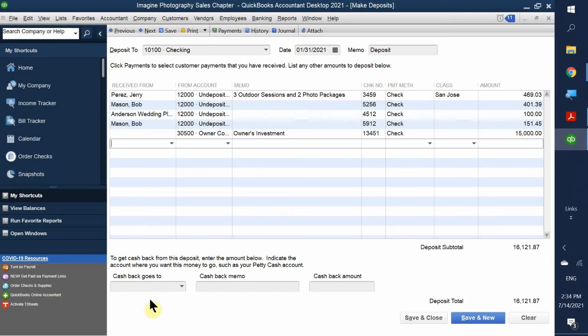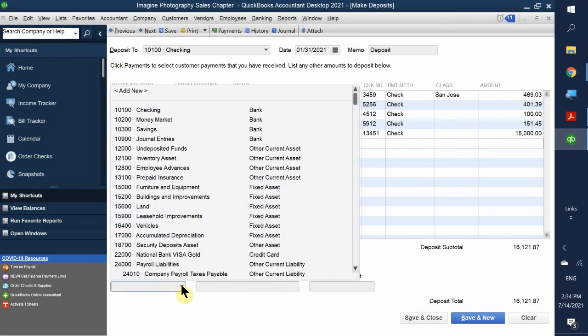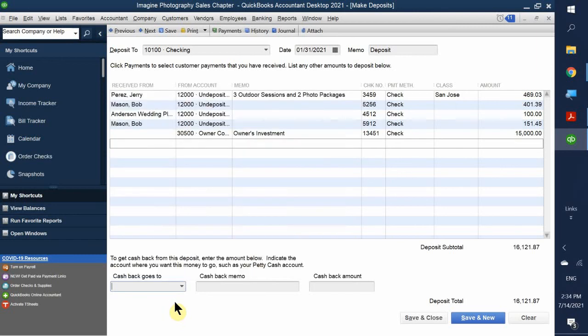Okay, so every account that you're going to place the money into, you're going to designate it to that specific account. So if you have a petty cash account, then it's going to go directly to your petty cash. But in this case, I don't have one. I didn't create one because I don't need one. So if you have that type of account where you need to have loose change or some kind of cash available, that's what you're going to fill this information in for. You're going to designate the account that you need it for. And then again, you're going to have the cash back memo for whatever it is and how much you're going to be taking out to put into that account. In this case, I don't need it.